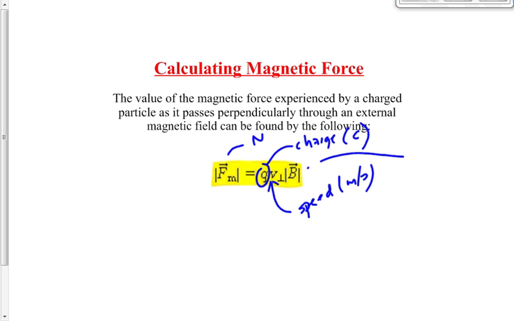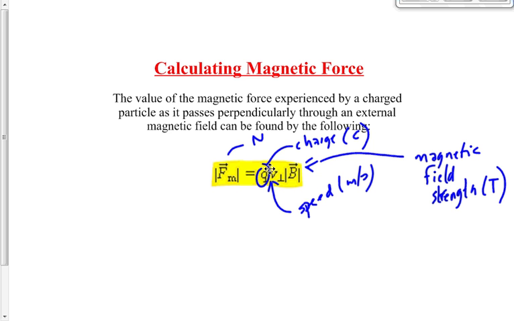B, we talked about this already earlier in the unit. B stands for magnetic field strength. And the units for magnetic field strength are Tesla. Remember we talked about the various magnetic fields. The Earth's magnetic field was 10 to the minus 5. A bar magnet, 10 to the minus 2. An MRI machine was 10 to the plus 1, about 15 Tesla.